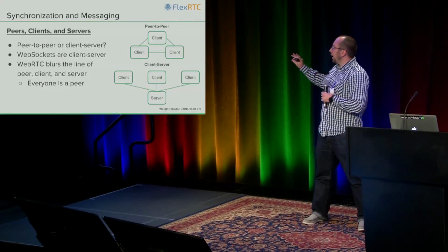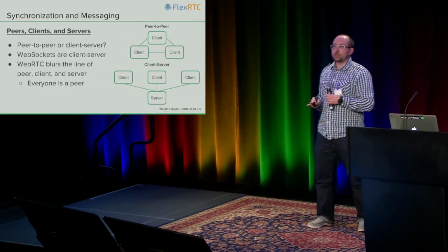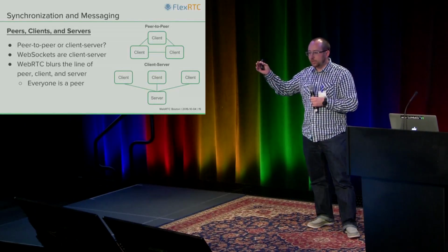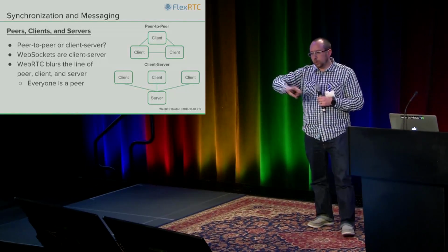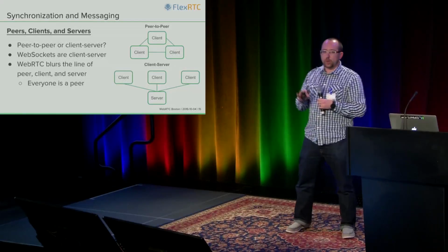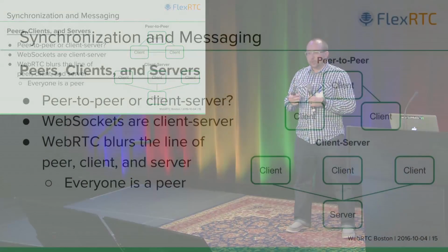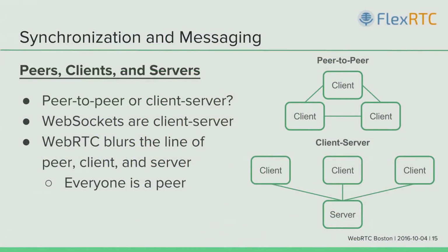Network architecture-wise, you have peers, clients, and servers. There are mainly two ways you can build your architecture. You could have a client-server or the peer-to-peer model where the clients are talking to other clients. WebSockets are forced into a client-server model. But with WebRTC, that blurs the lines of the peers, the clients, and the servers in that everyone is a peer, and you could build either of these architectures or more complicated ones, putting meshes on top of servers and things like that.